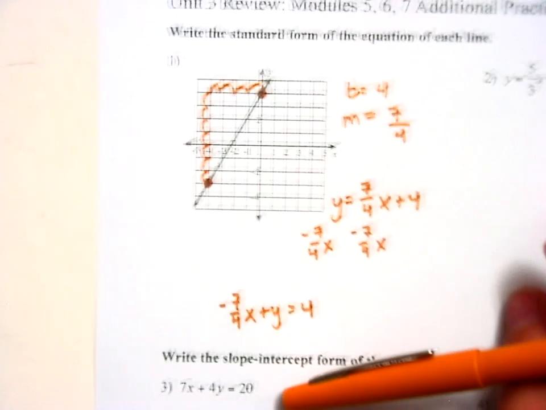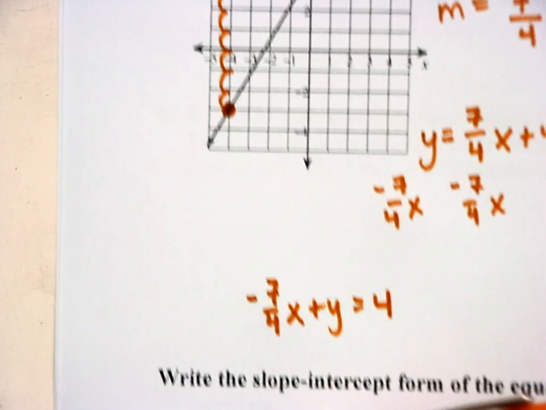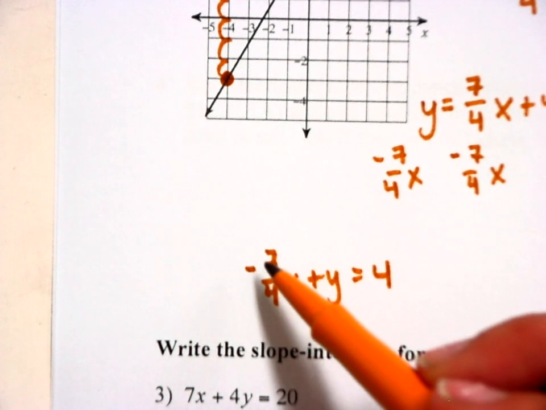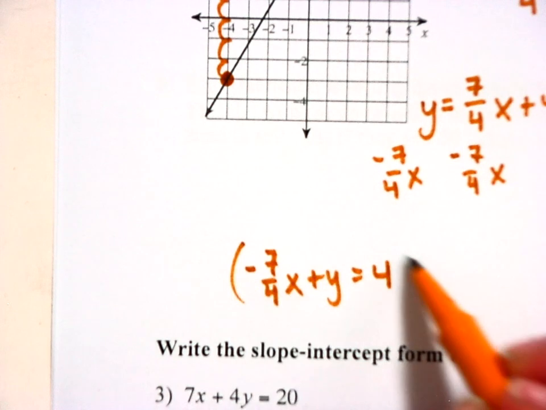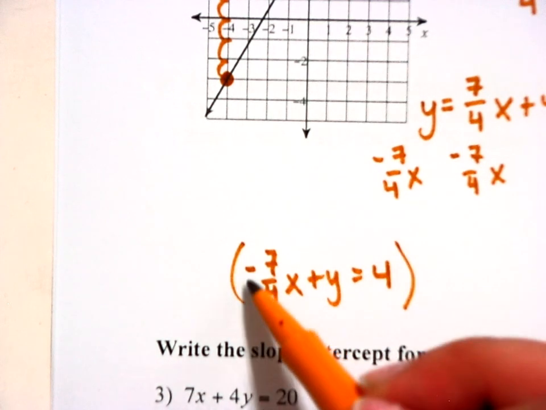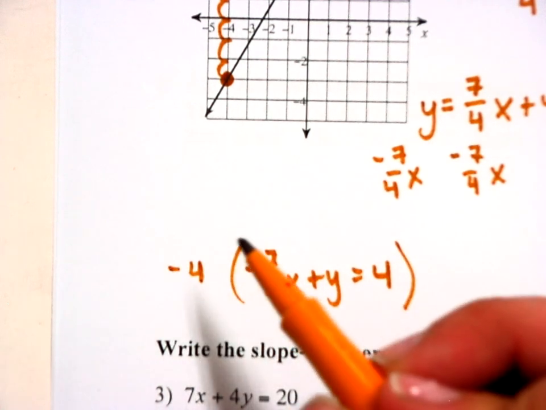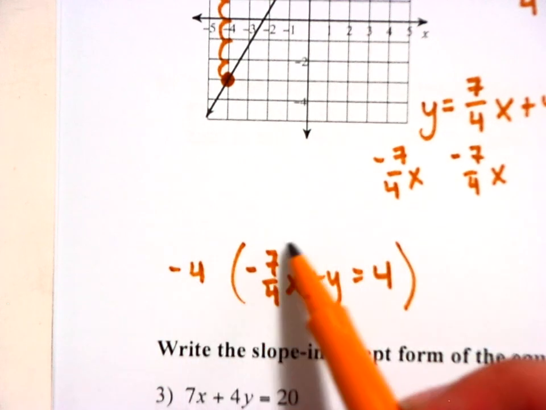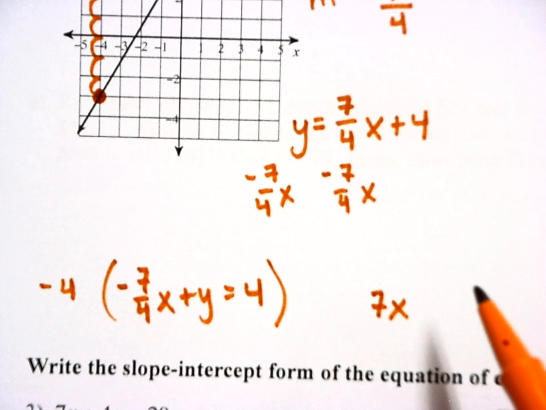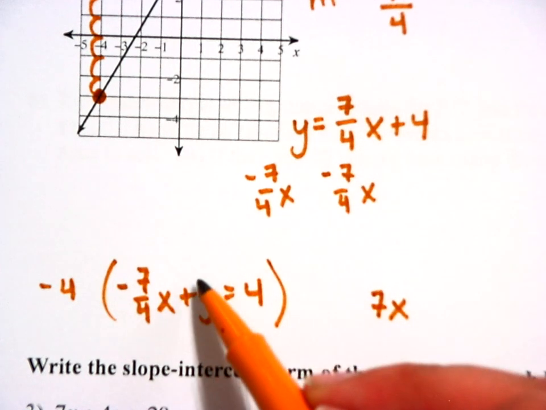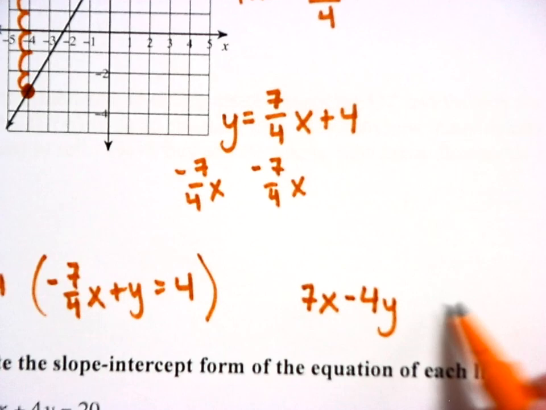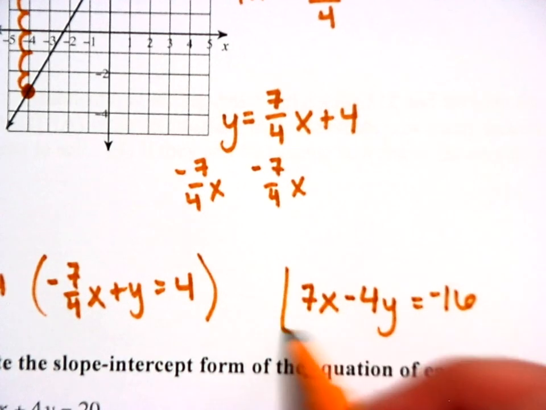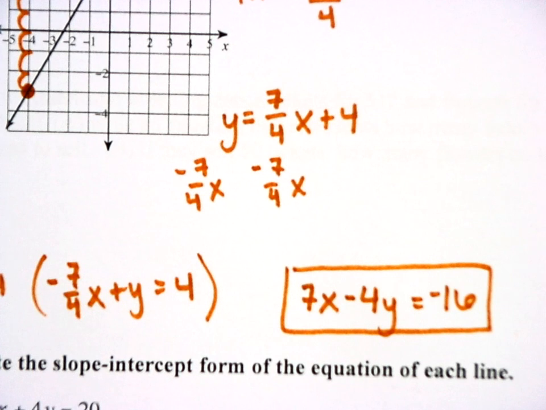But now I want the coefficient in front of x to not be a fraction and to be positive. So I'm going to multiply this entire equation by negative 4. Let's see what happens if I do that. I'm going to multiply this fraction by negative 4. All that's left is 7x. If I multiply y by negative 4, that gives me negative 4y. And if I multiply 4 by negative 4, that gives me negative 16. Now you have an equation that's in standard form.